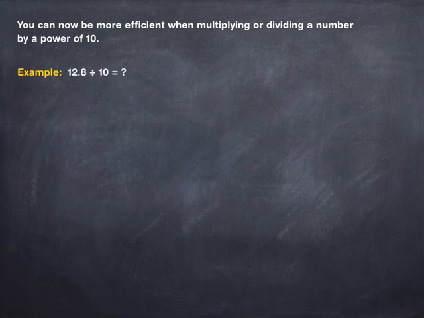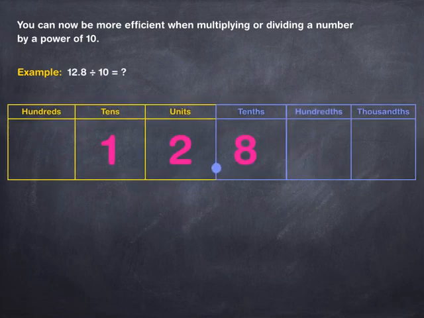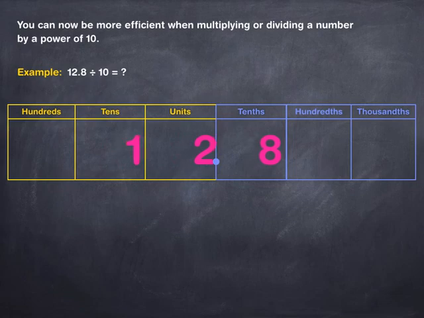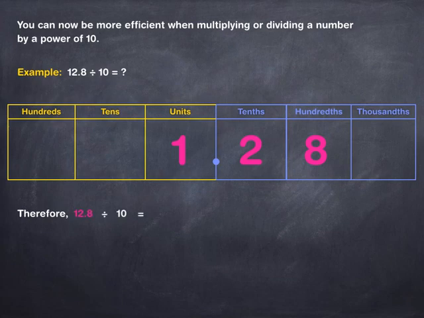Example, 12 and 8 tenths divided by 10. Observe the movement of the digits. Therefore, 12 and 8 tenths divided by 10 is equal to 1 and 28 hundredths.